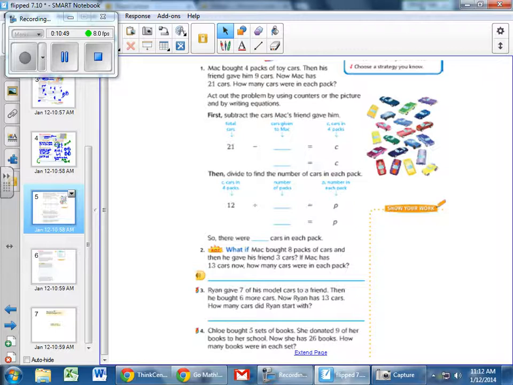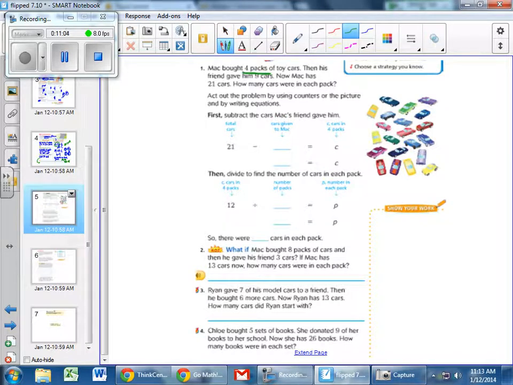Okay, turning to page 293. We're going to do another practice one together, and then you are going to be on your own to use this strategy. Okay, Mac bought 4 packs of toy cars. Then his friend gave him 9 cars, so he didn't give them away, he got 9 more. Now Mac has 21 cars. How many cars were in each pack?